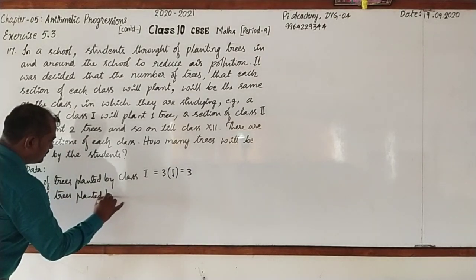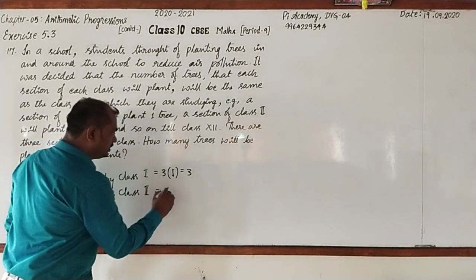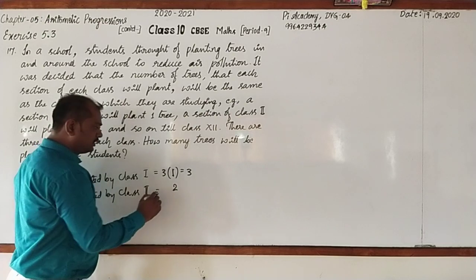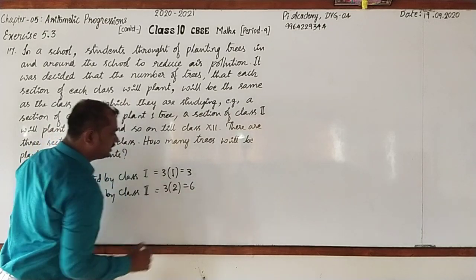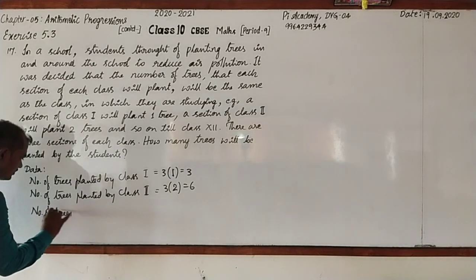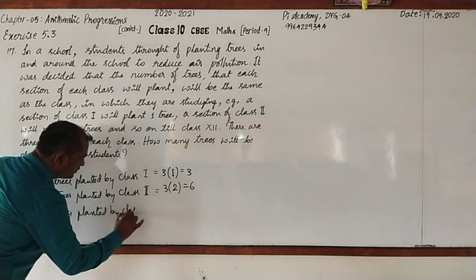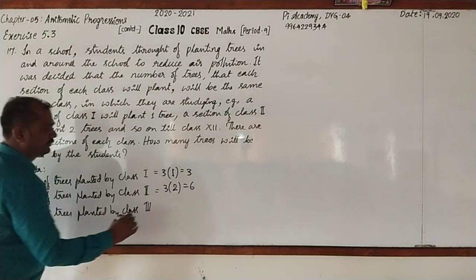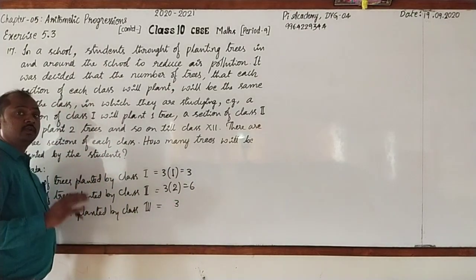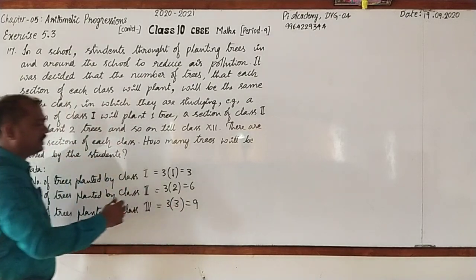Next, number of trees planted by class second. Here one section of class second will plant 2 trees. There are 3 sections, so 3 2s are 6. Then number of trees planted by class third. One section of class third will plant 3 trees, right? There are 3 sections, so 3 3s are 9, and so on.